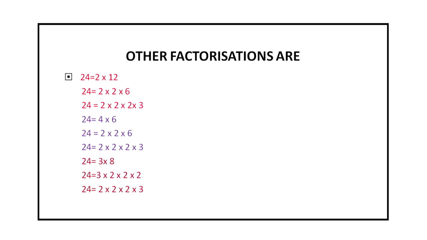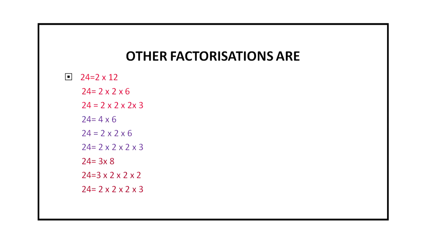Now, another way in which 24 can be factorized is shown below. 24 can be expressed as the product of 4 and 6. That is why 24 is written as 4 into 6. 24 can also be expressed as 2 into 2 into 6. The same can be expressed as 2 into 2 into 2 into 3.